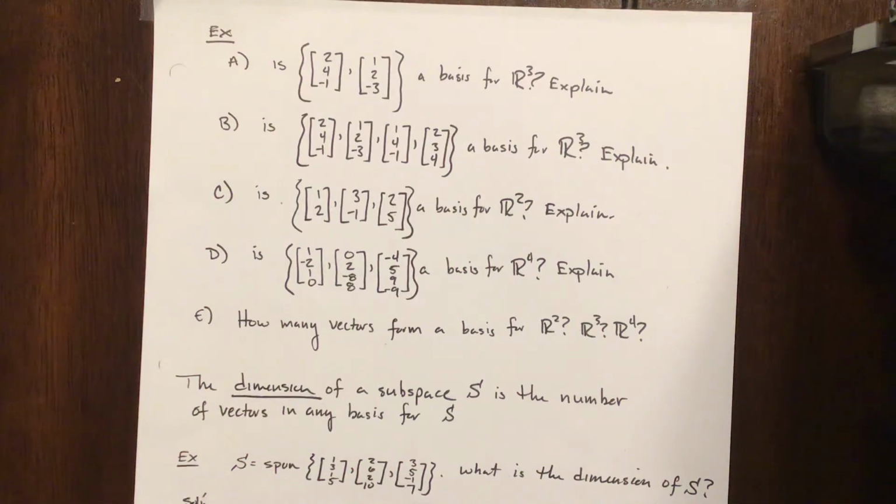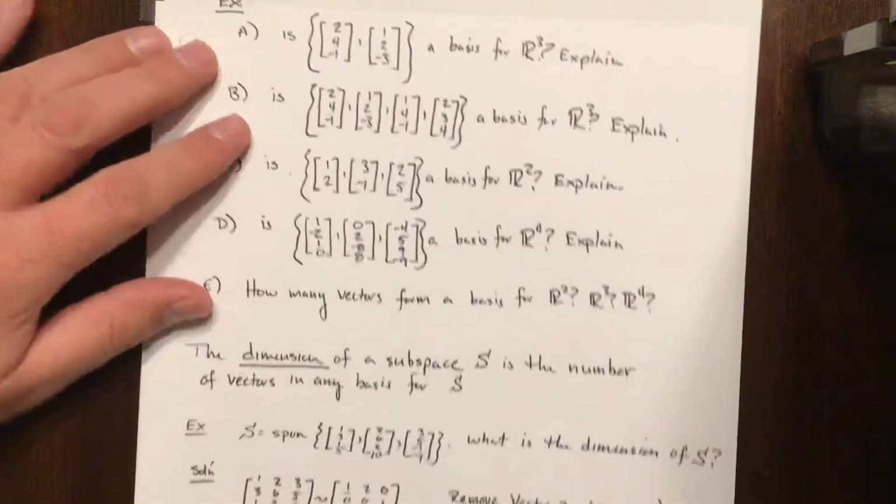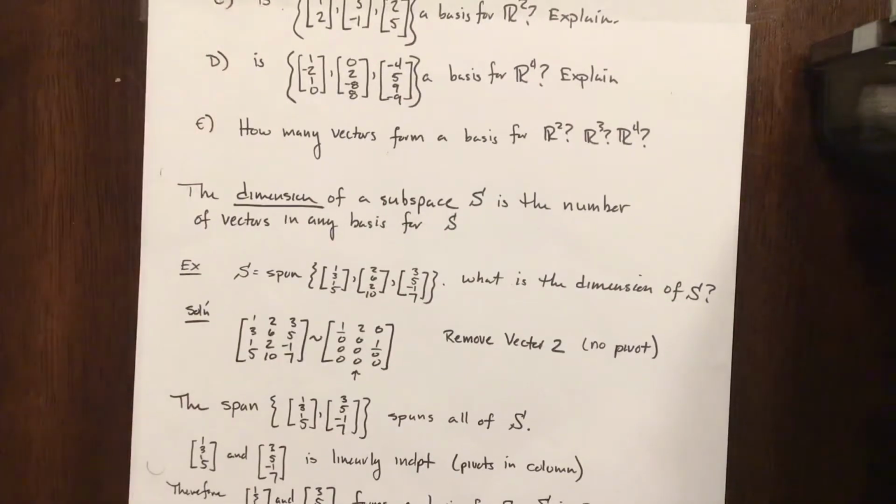Hello, everyone. We are back and we are continuing our discussion of section 4.3, basis and dimension. Now, the dimension of a subspace, this is our new term, is the number of vectors in any basis for S. Remember, a basis for S is a set of vectors that spans S and is linearly independent. It's the smallest number of vectors you would need to span S.